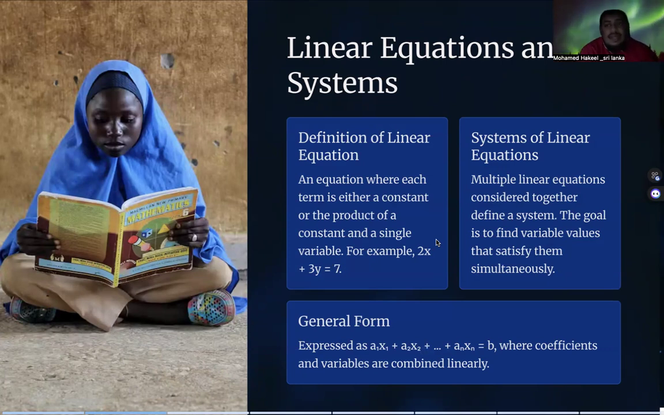Systems of linear equations. Multiple linear equations considered together define a system. The goal is to find variable values that satisfy them simultaneously. General form expressed as, you can see the equation here, where coefficients and variables are combined linearly.